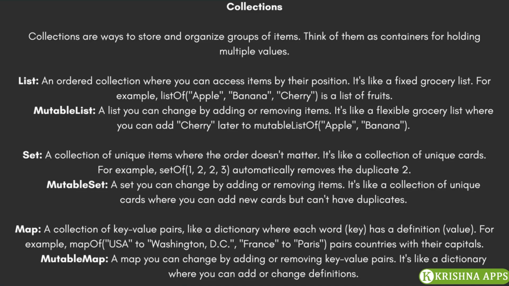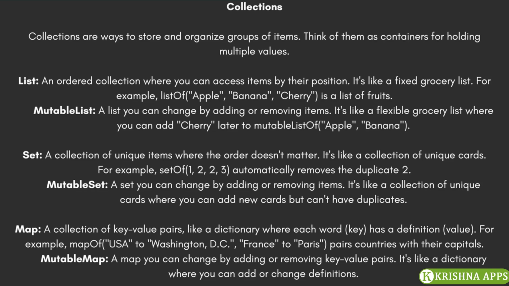Right. What is a set? A set is a collection of unique items where the order doesn't matter. It's like a collection of unique cards. For example, set of 1, 2, 2, 3 automatically removes the duplicate 2. Mutable set. A mutable set is a set you can change by adding or removing items. It's like a collection of unique cards where you can add new cards but can't have duplicates.